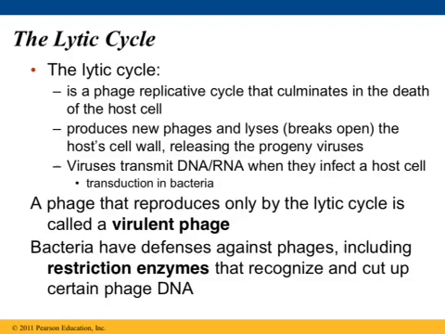Viruses can transmit DNA or RNA when they infect a host cell. So this would be transduction in bacteria. You're giving new viral information into the bacteria. And a phage that's made through this lytic cycle is what we call a virulent phage, one that's active, one that can infect another cell.